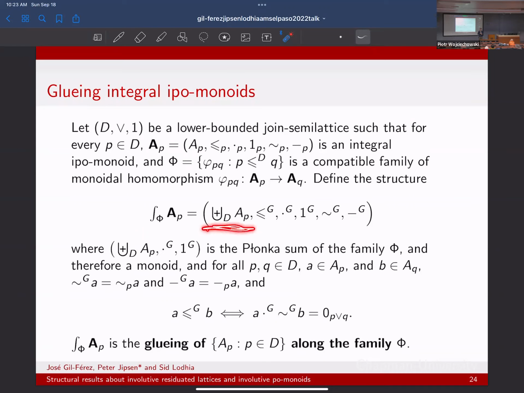You take the Plonka sum here, you do exactly what we did before. You define the minus and tilde the way we did before, and importantly, you define the order in the same way. And then you call this a gluing, right? And of course, the components that you're going to try and do this with should be integral, but it's not always going to work. We want to know when does this result in a locally integral algebra?